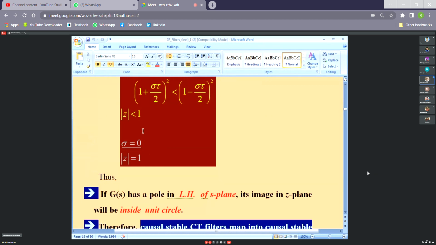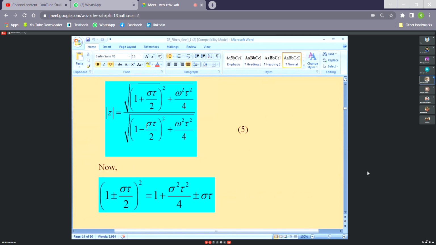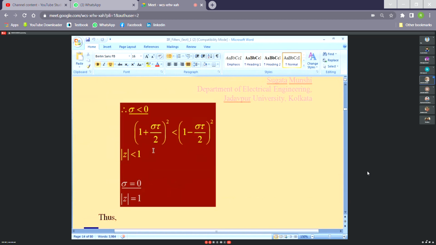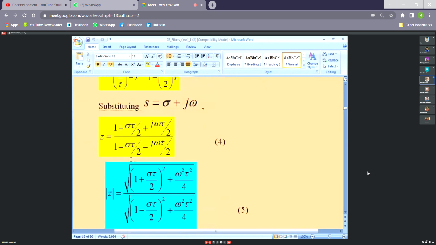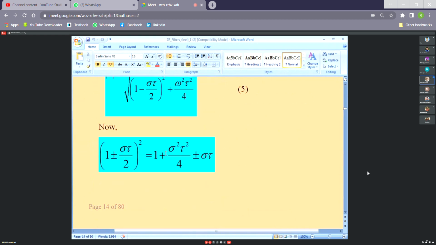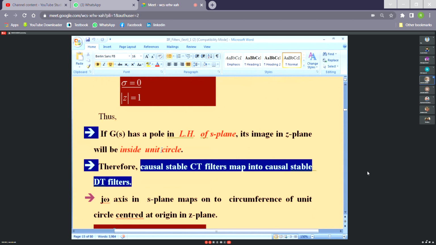If you substitute sigma equal to 0 in this expression, the magnitude of Z will come out as 1. If you substitute sigma greater than 0, what is written on the right-hand side will be greater than the left-hand side. That means in this expression, the magnitude of Z will be greater than 1. So I repeat: sigma less than 0 means magnitude of Z less than 1. Sigma equal to 0 means magnitude of Z equal to 1. And sigma greater than 0 means magnitude of Z greater than 1.